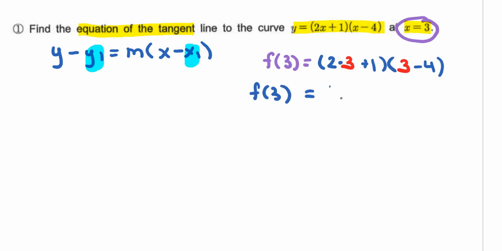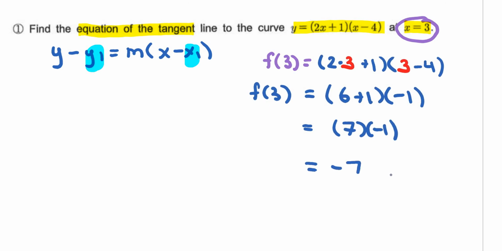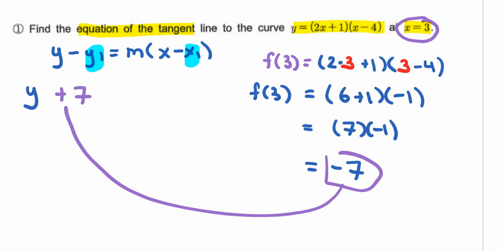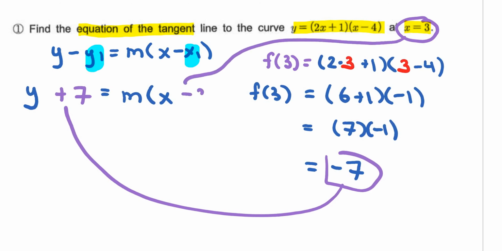So f of 3 is going to be (6 plus 1) times (3 minus 4), which is negative 1, and that's 7 times negative 1, which equals negative 7. So that is the y1 value. If I update my equation here, it'll be y, and since this is a minus 7, this will be plus 7 equals m times (x, and then I have a 3 here, so this will be minus 3).